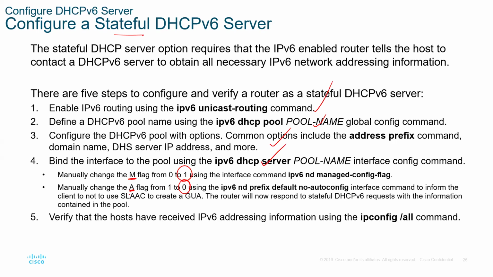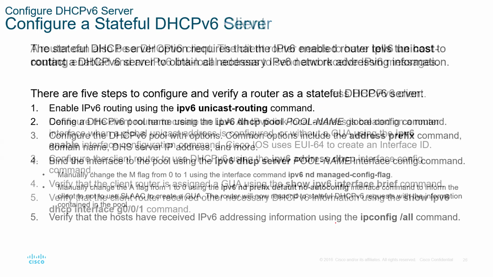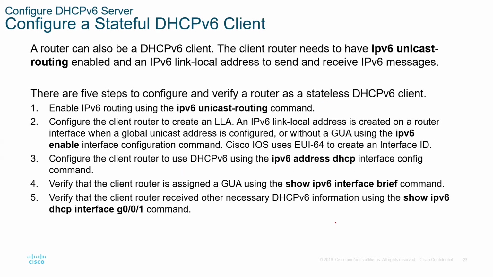That's how you configure a router as a DHCP server. Definitely need a lab. After that, you verify using that if devices are getting addresses.